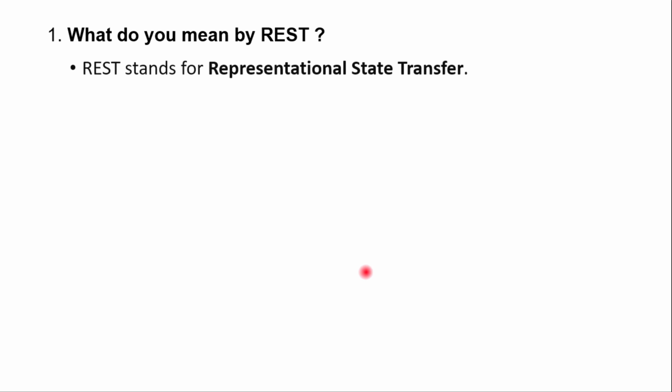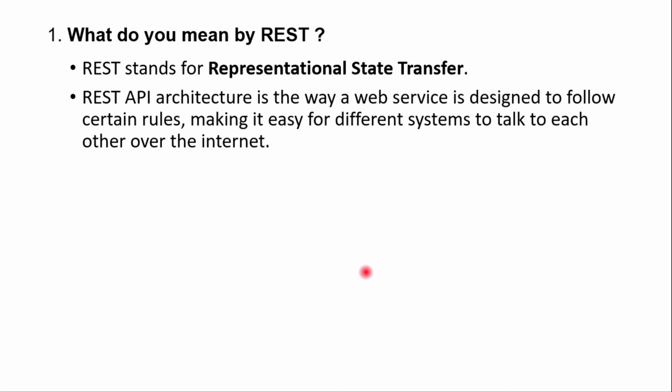What do you mean by REST API? REST stands for Representational State Transfer. REST API architecture is the way a web service is designed to follow certain rules, making it easy for different systems to talk to each other over the internet. Basically, this sentence is telling us that REST APIs work on a set of rules that gives the ability to connect different systems over the internet.